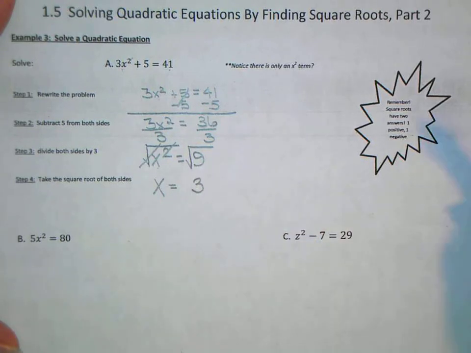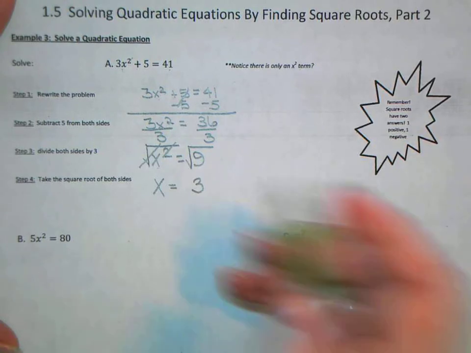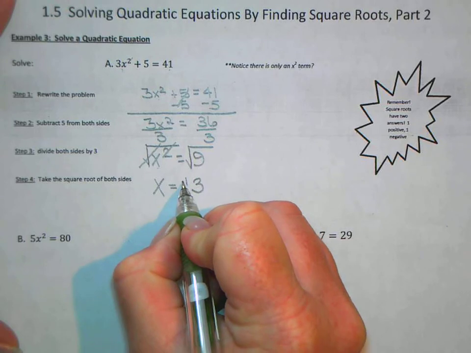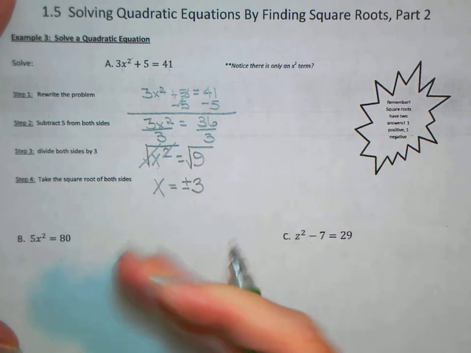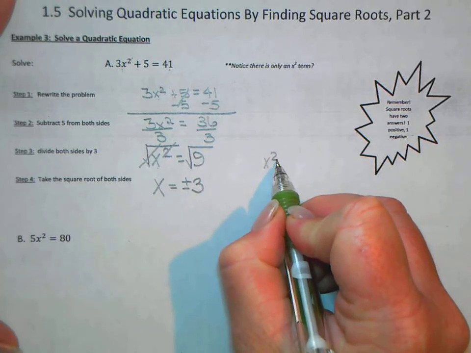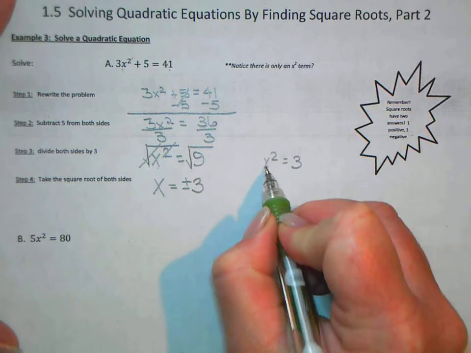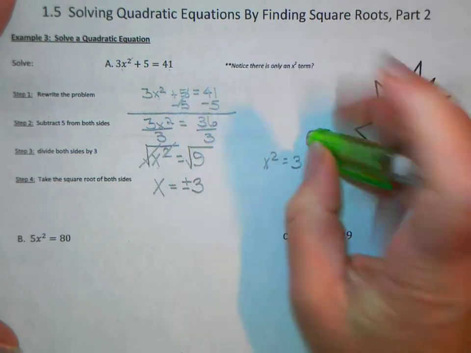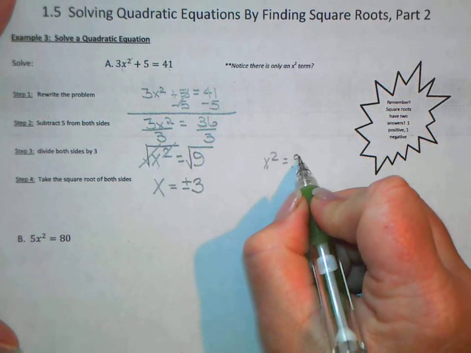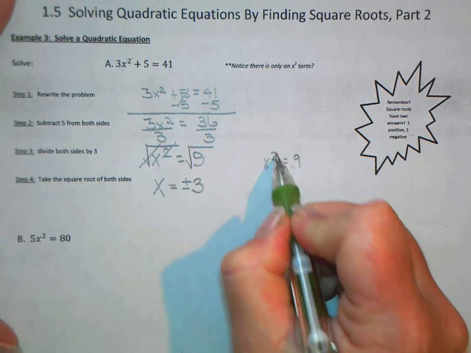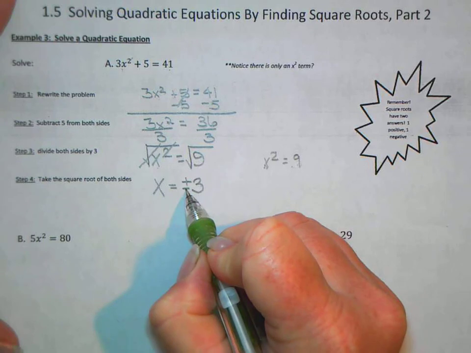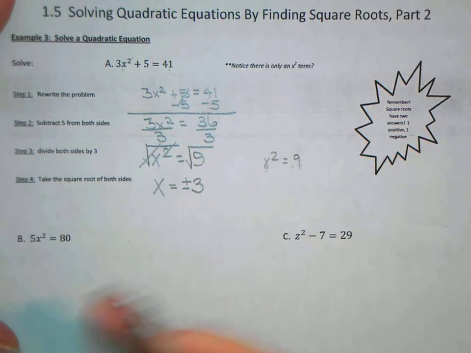However, look over here. It says, remember, square roots have two answers, one positive and one negative. So whenever you find the square root of a number, it is actually positive or negative 3. And the reason is we're trying to figure out what x squared would equal 9. What number squared would equal 9? You could take a positive 3 and put it in and get 3 squared equals 9, or you could use a negative 3 and get 9. So both of those solutions would be correct.